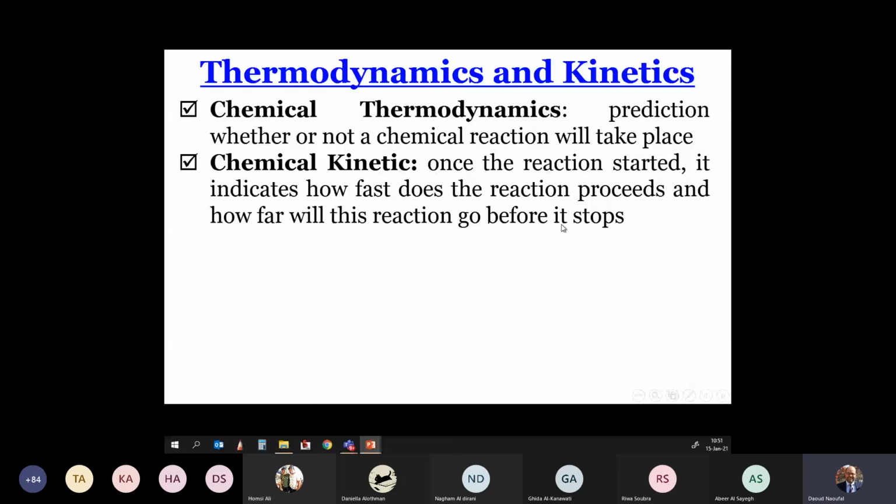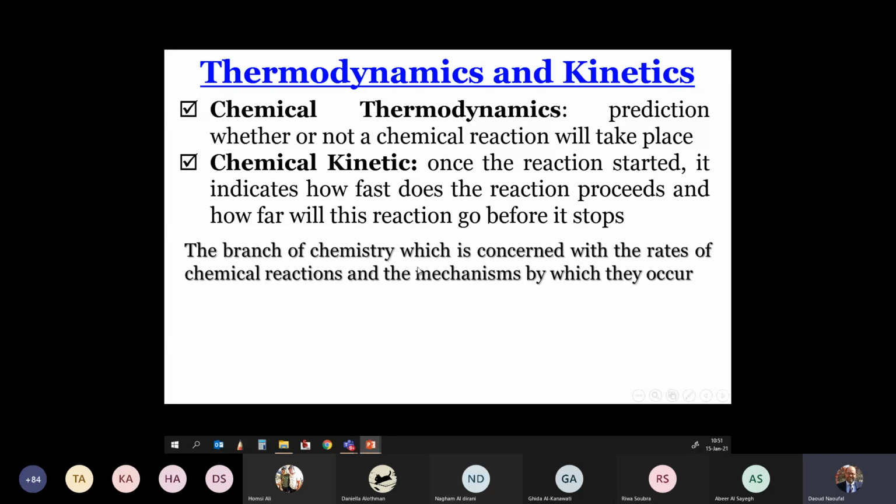So thermodynamics talks about reactions being spontaneous or non-spontaneous. If we discover by thermodynamics that a reaction is spontaneous, we can pass to the study of chemical kinetics. Chemical kinetics is the branch of chemistry concerned with the rates of chemical reactions and the mechanisms by which they take place.